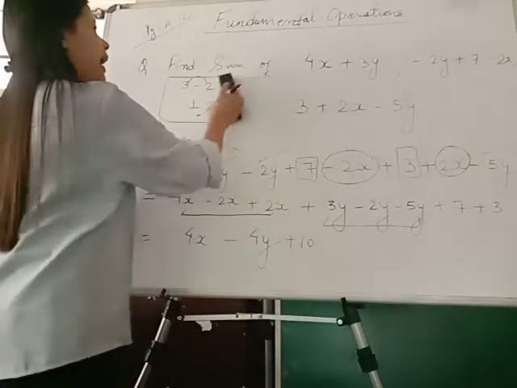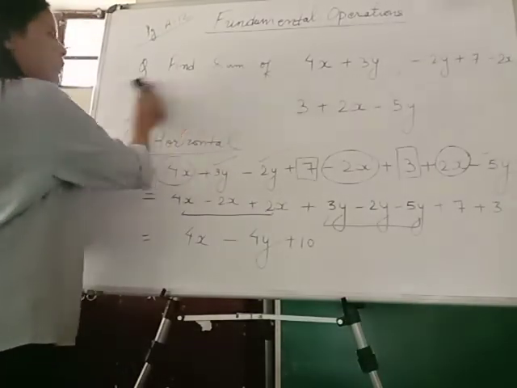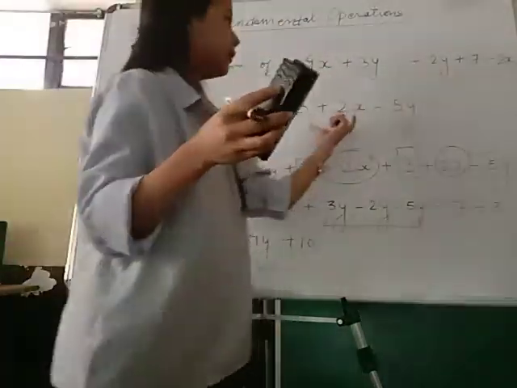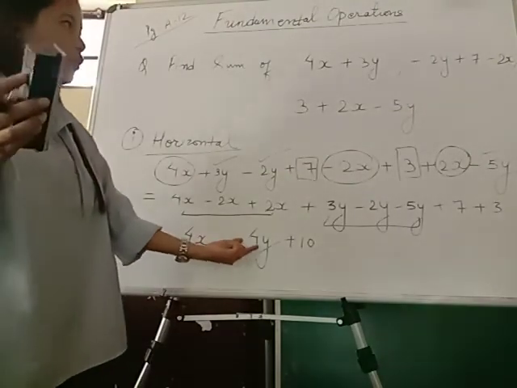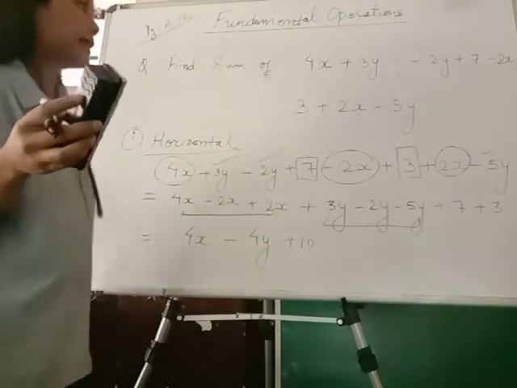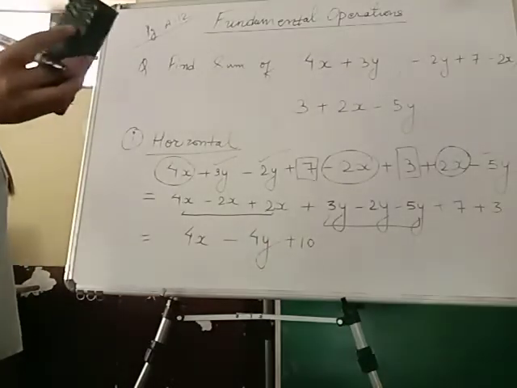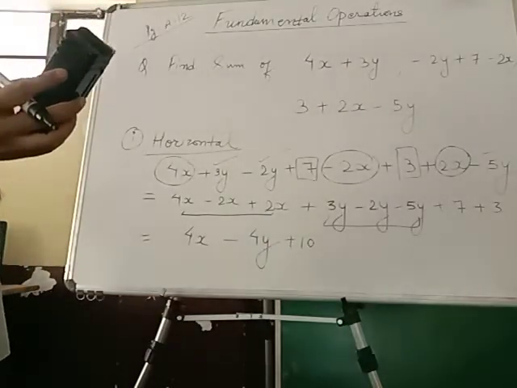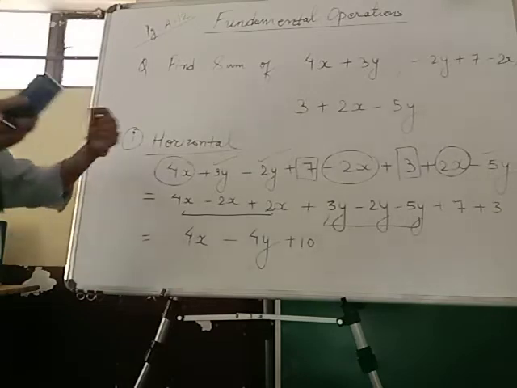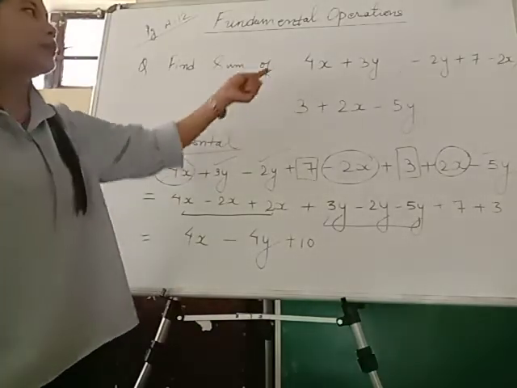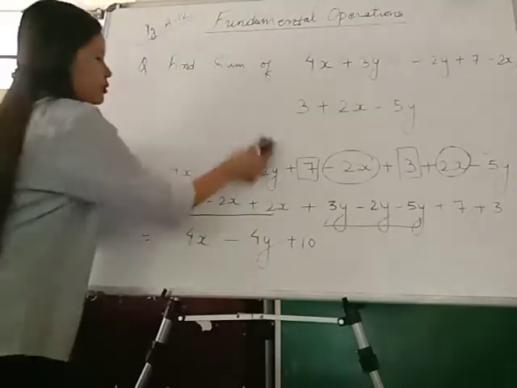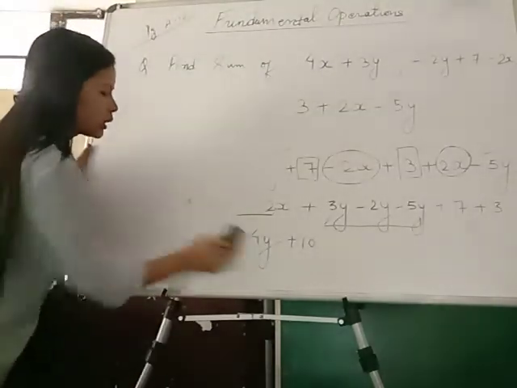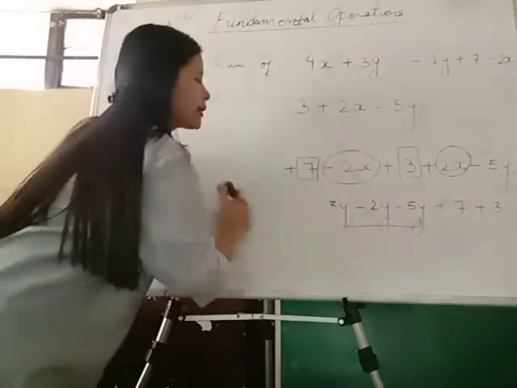So when we add all these three algebraic expressions, the final answer will be 4x minus 4y plus 10. Okay. So I hope it is understood. Now let me explain the same example using a column method. Okay. So whichever method you are comfortable with, you can use that.